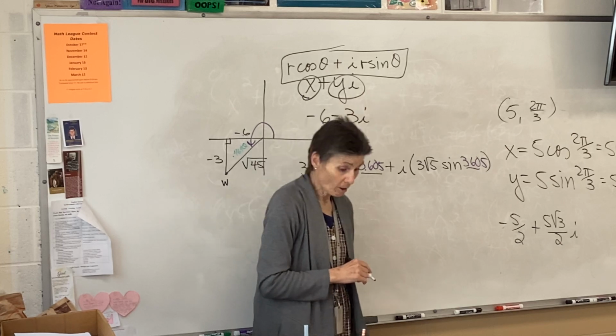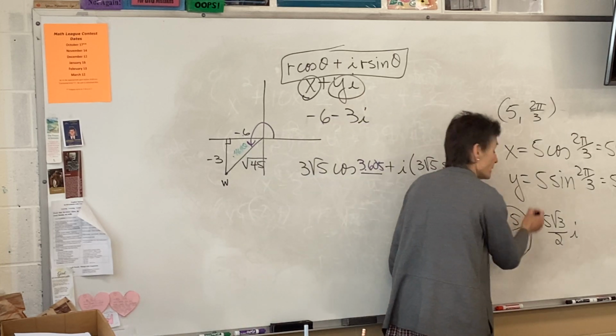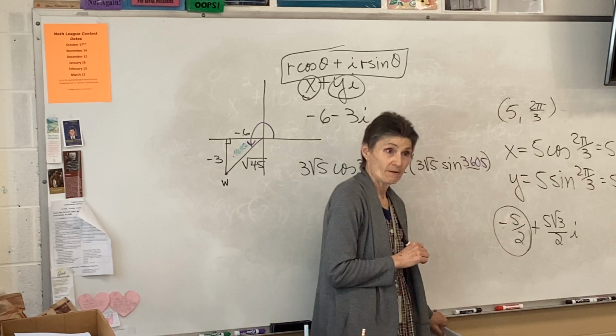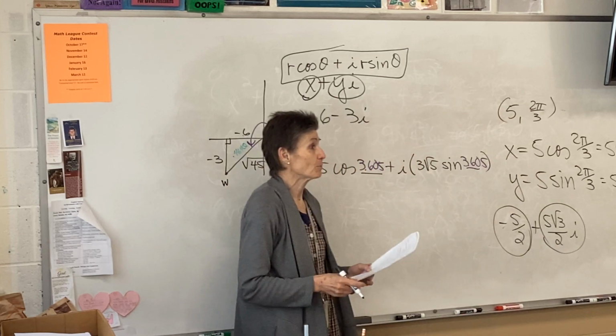Now, what's the real part? Your job was to find the real component. So the real component is negative 5/2, and the imaginary component is 5 root 3 over 2 i.